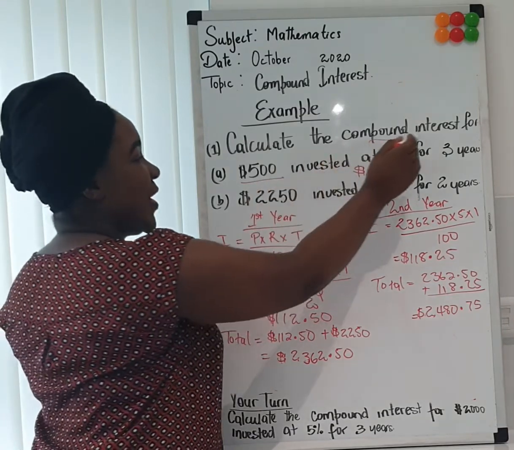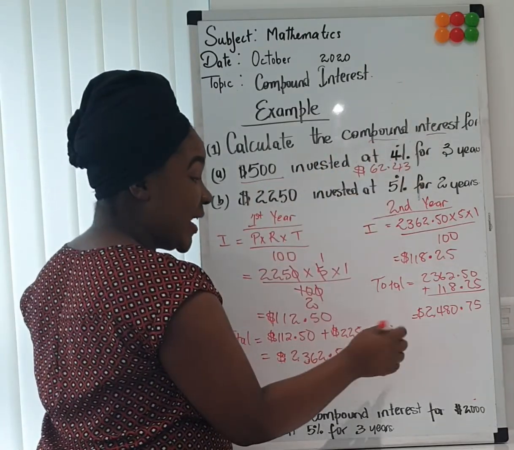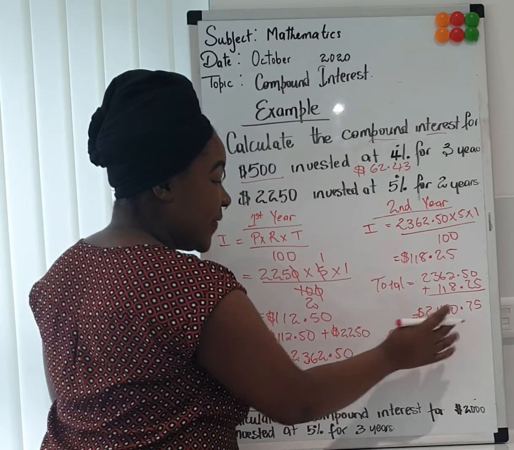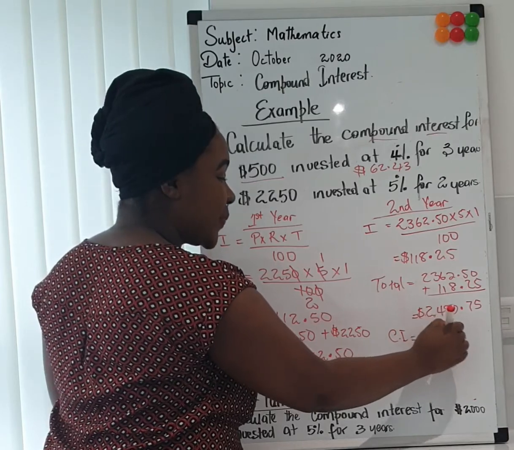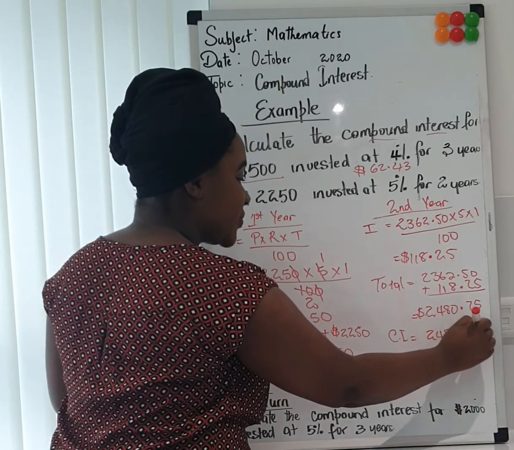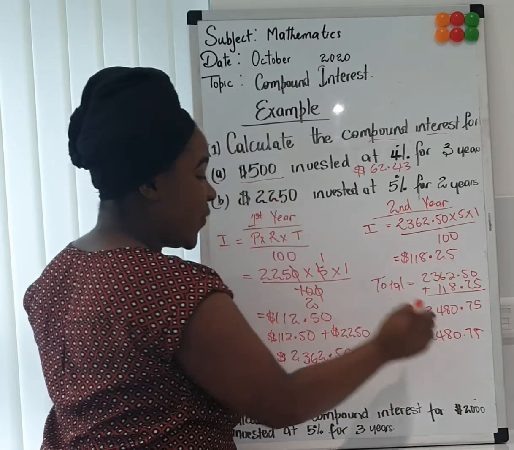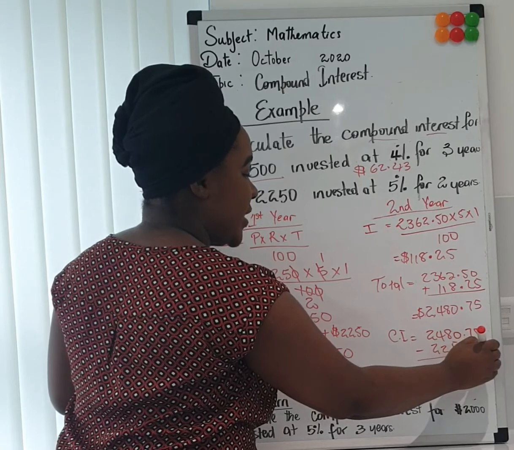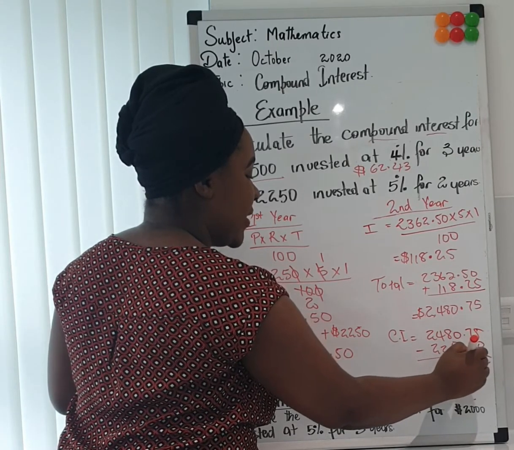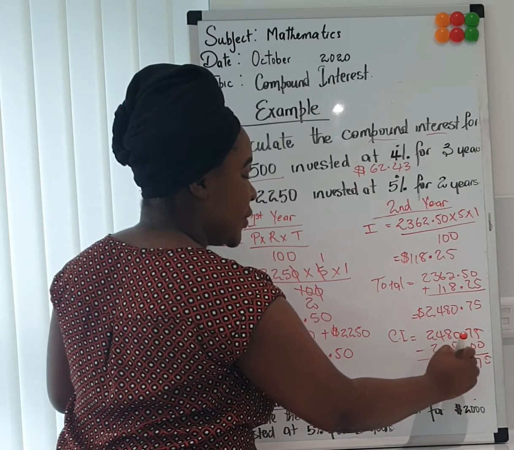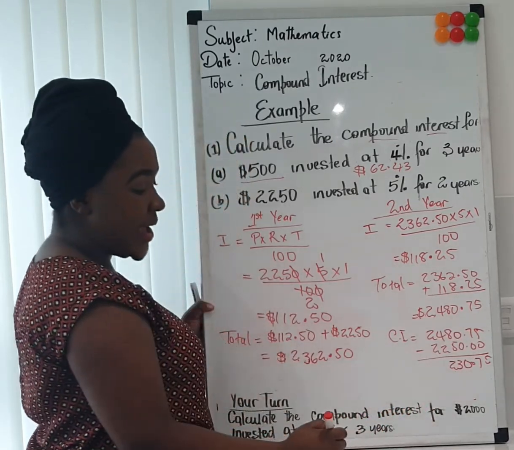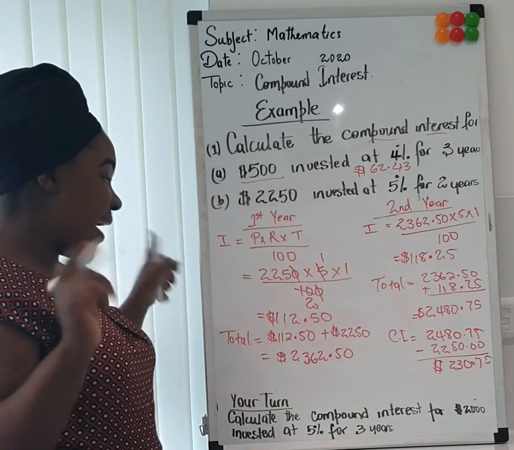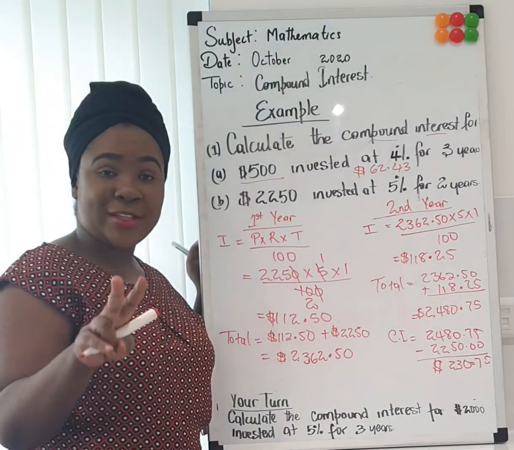However, they asked us for the compound interest, so we do a subtraction. The compound interest is what we have at the end of the 2 years minus what we started off with, 2,480.75 minus 2,250. So my interest is $230.75 at the end of the 2 years.